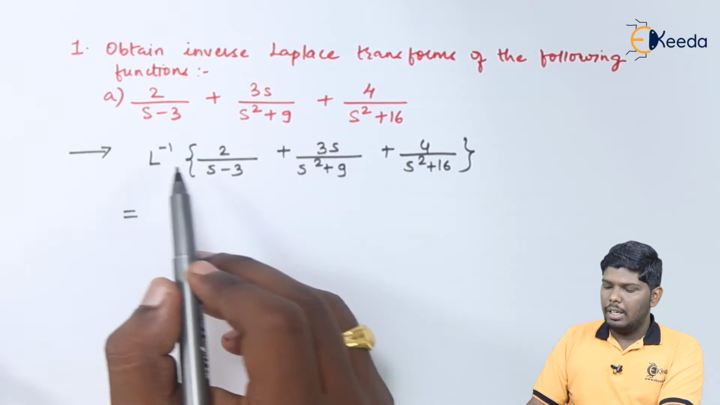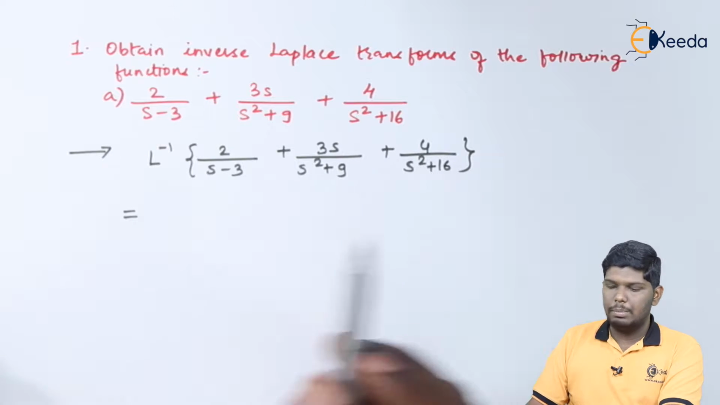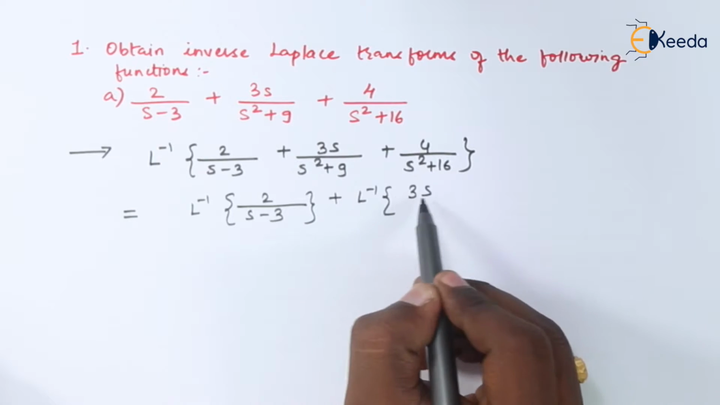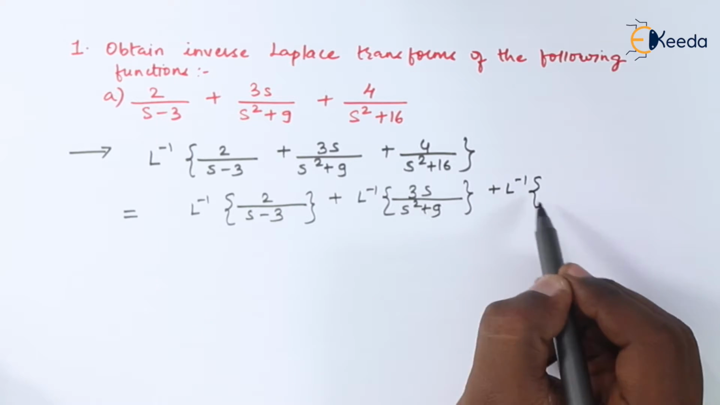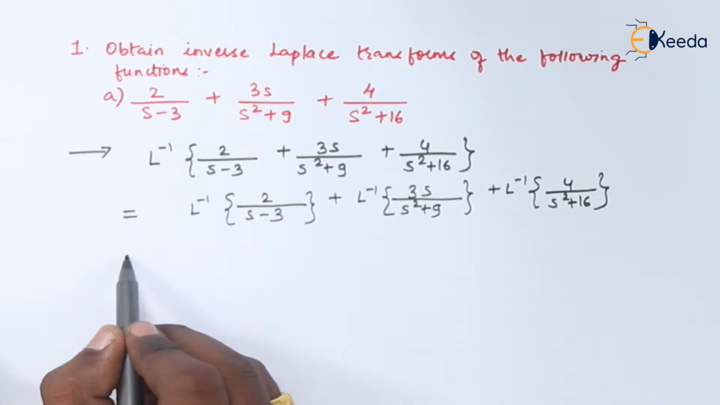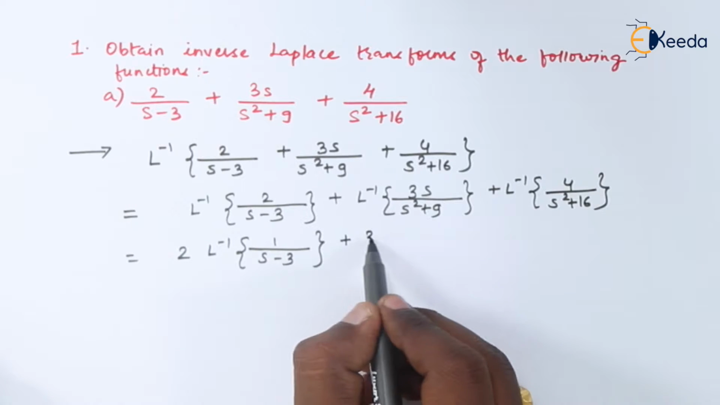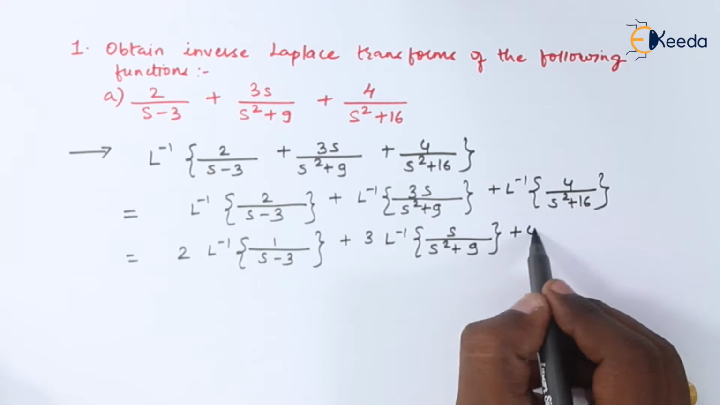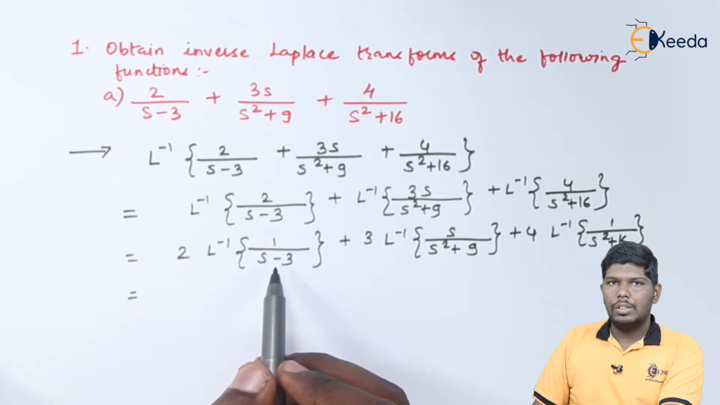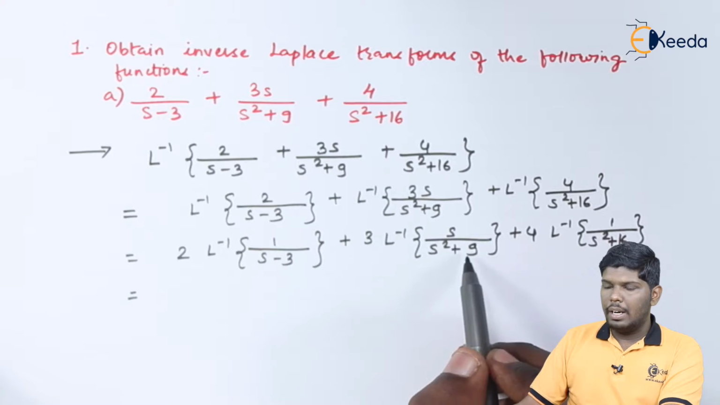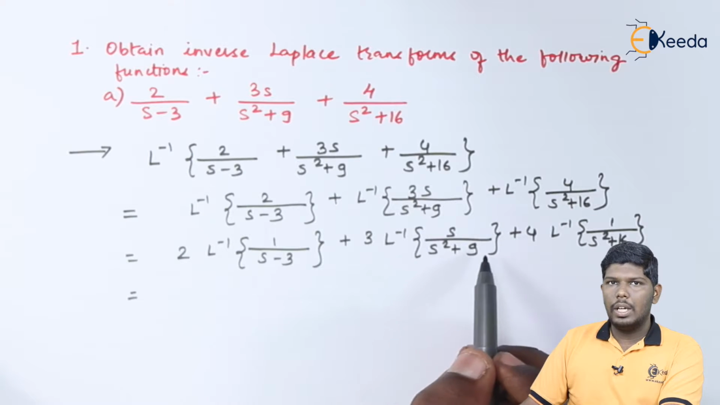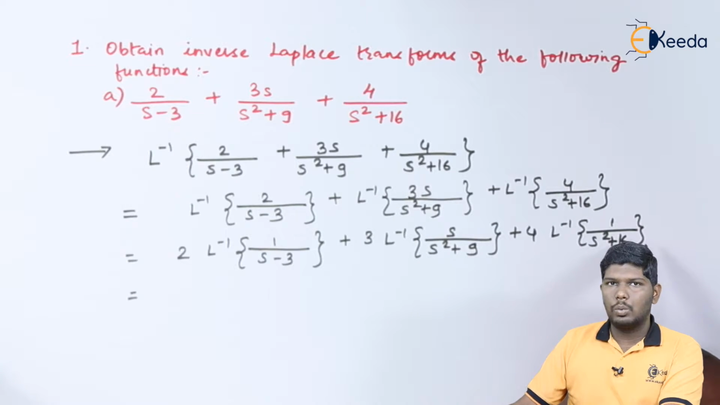Now using the linear property, we can separate the Laplace inverse to each of the term. After that, we can take the constant part outside. Now this is a linear term, so we know that its Laplace inverse will be e raised to 3t. But in this case, we can write 9 and 16 as 3 square and 4 square, so that we can compare with s upon s square plus a square, and here we have 1 upon s square plus a square.